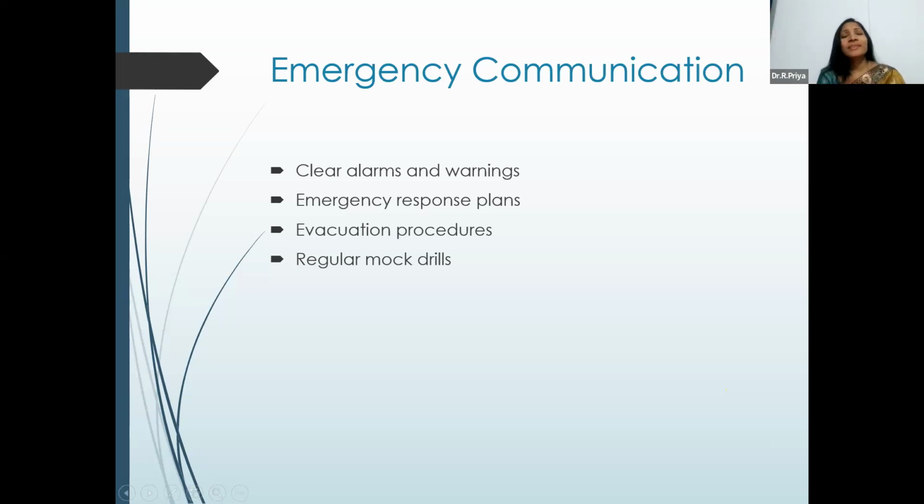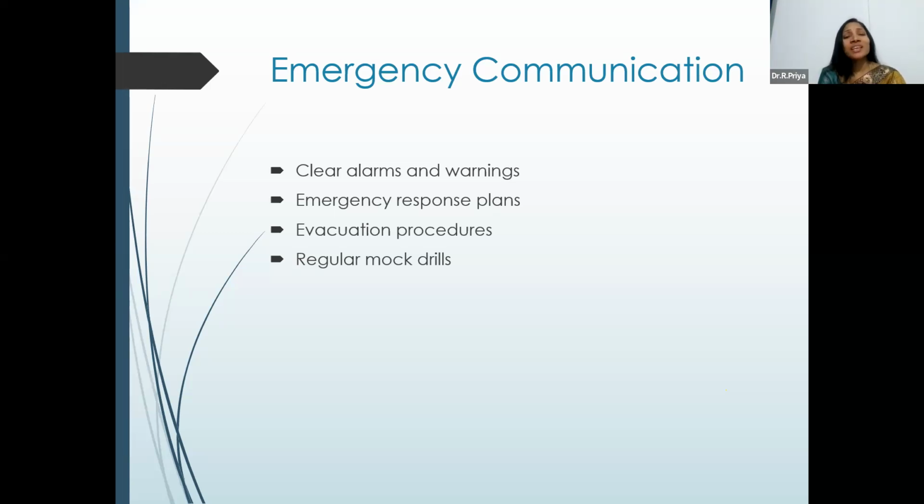Example, in a chemical plant, a distinct gas leakage alarm allows the engineers and workers immediately to wear respirators and move to the safe zone without delay.